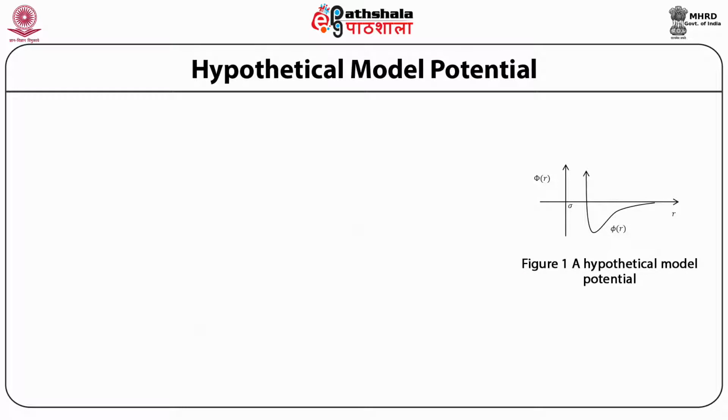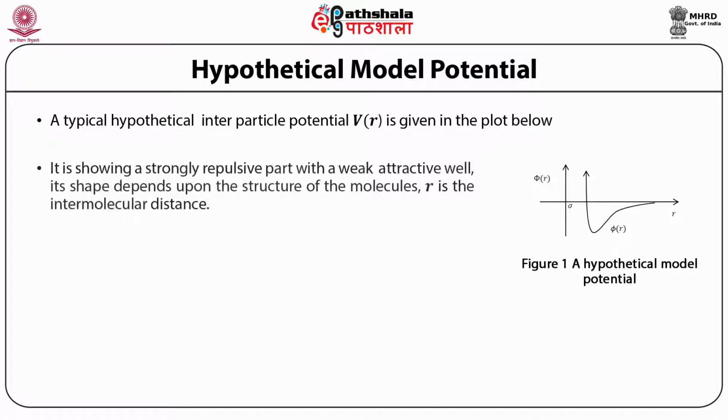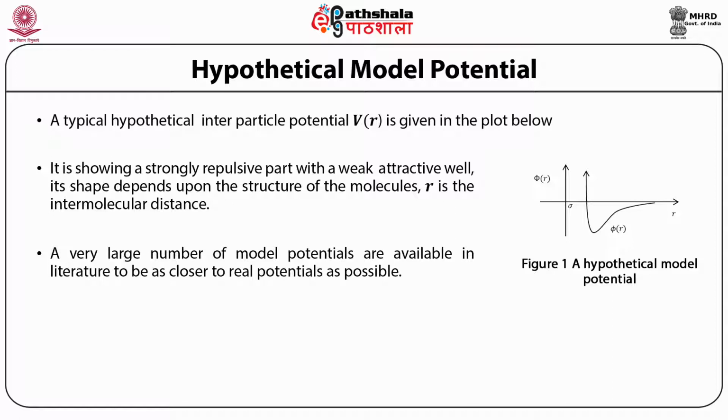Hypothetical model potential. A typical hypothetical interparticle potential V(r) is given in the plot below in figure 1. It is showing a strongly repulsive part with a weak attractive well. Its shape depends upon the structure of the molecules. r is the molecular distance. A very large number of model potentials are available in literature to be as close to real potentials as possible.